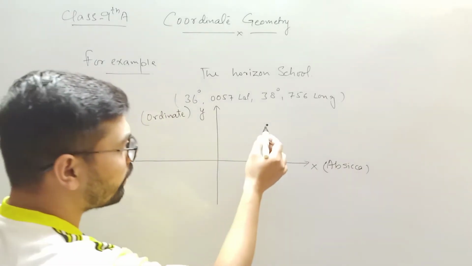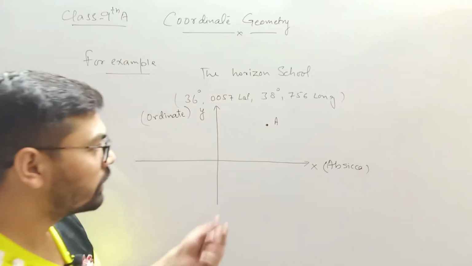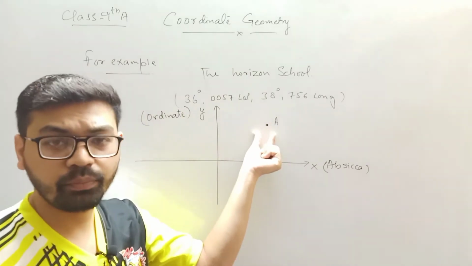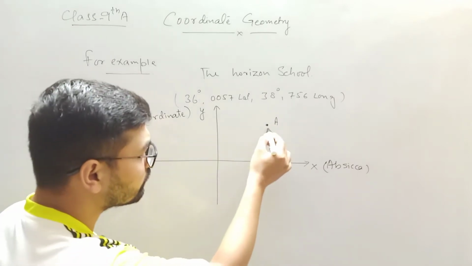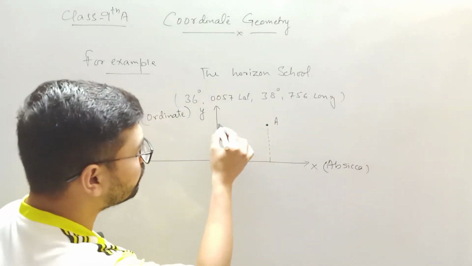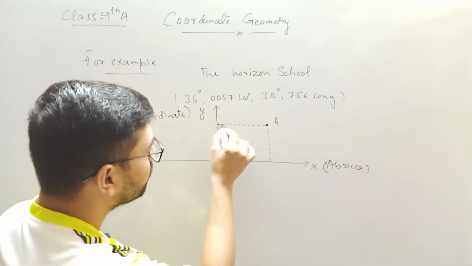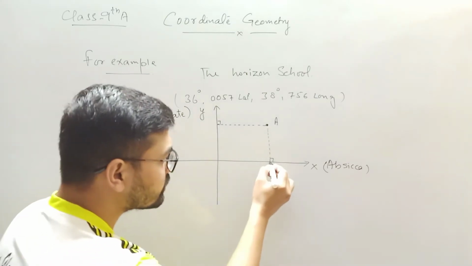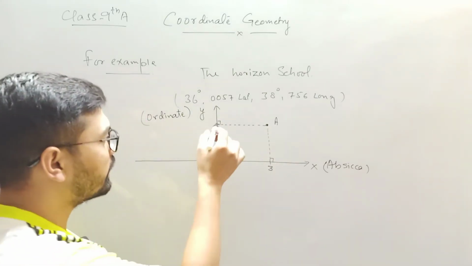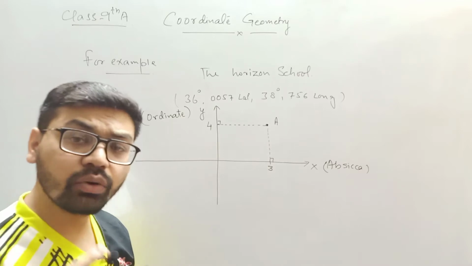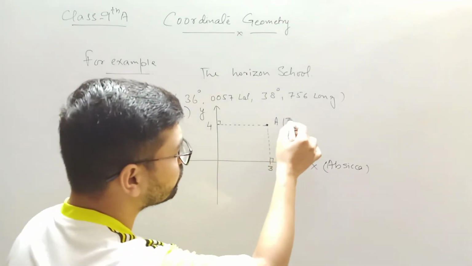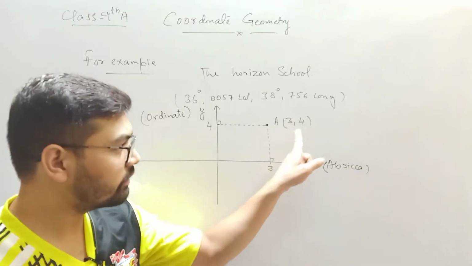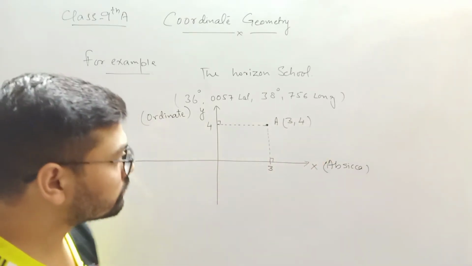Now let's say there is one point A and I need to identify the coordinates of this point A. So I draw a perpendicular line on the x-axis and y-axis. Let's say this point is 3 and let's say this point is 4. Then the coordinate of this point will be 3, 4. First we write the x-axis coordinate, then we write the y-axis coordinate, right?